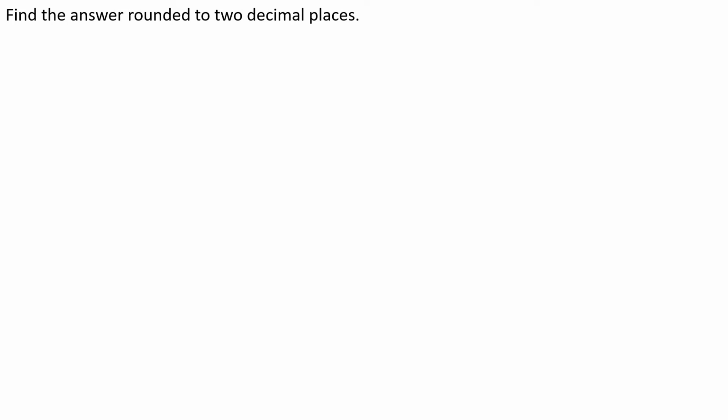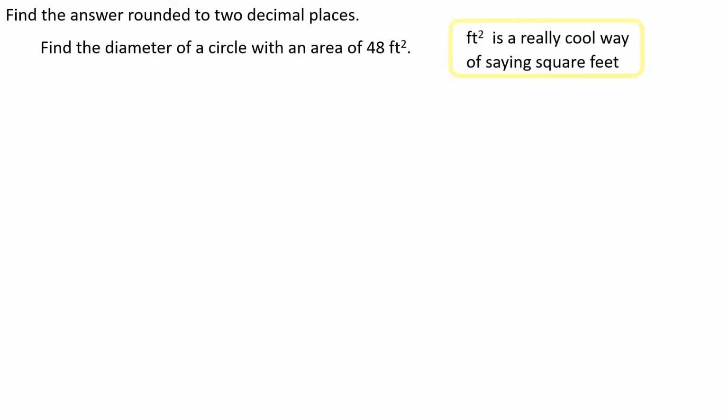Okay, let's take another look at an example of a circle. Let's find the diameter if we know the area. When I see that ft with the exponent of 2, I'm basically saying, hey, square feet. Area is 48 square feet. Well, if the area is pi r squared, I know the area is 48.